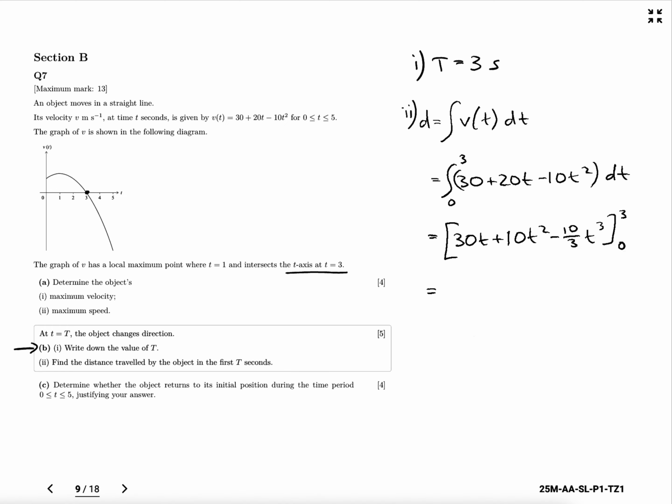And when we substitute these values in, when we get to the 0, it's all going to be 0, so we can ignore that. So let's just substitute the 3 in. So we get 30 times 3 plus 10 times 3 squared minus 10/3 times 3 cubed. So it's 90 plus 90 minus, right, so the 3 cancels with one of these, so we have 10 times 9, so it's also 90. So we get 90 meters.